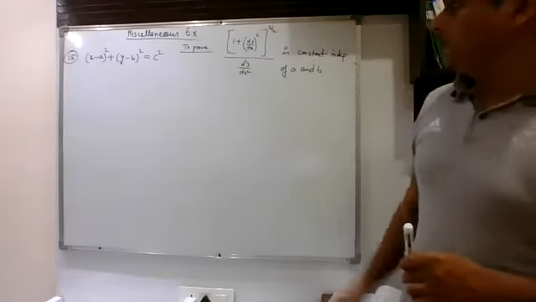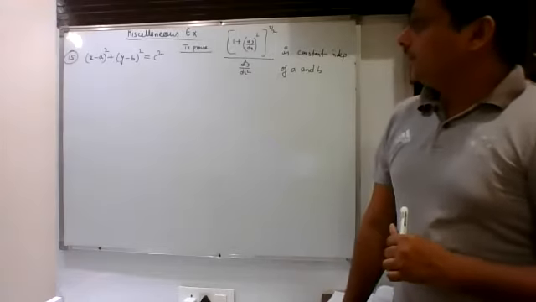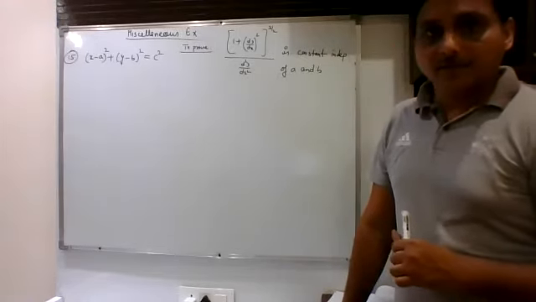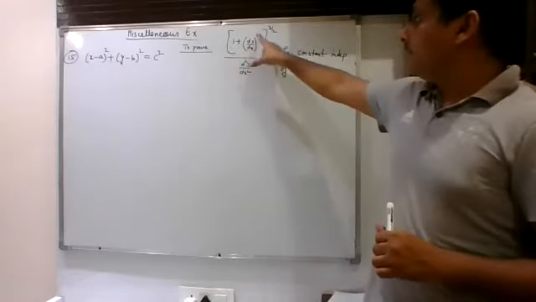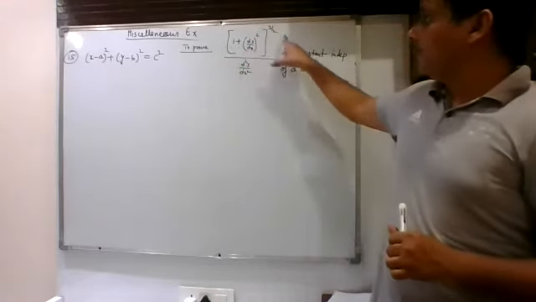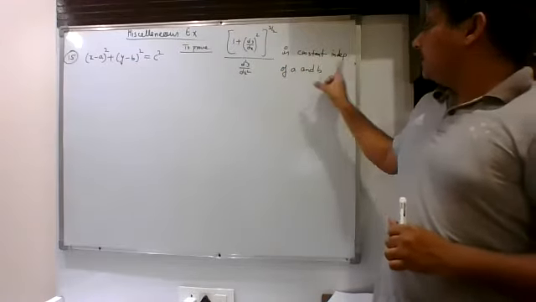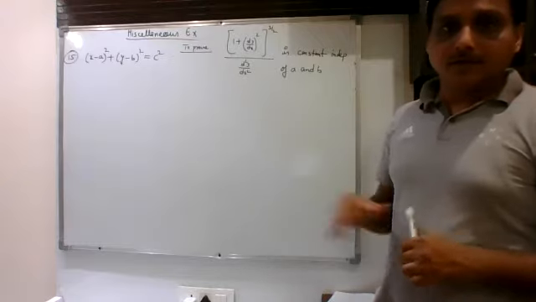So next is question number 15 of the miscellaneous exercise. Now here (x minus a) square plus (y minus b) square is equal to c square. This is given to us. And we want to prove that (1 plus (dy upon dx) whole square) whole to the power of 3 by 2, divided by the double derivative, is constant and it should be independent of a and b. So this is what we need to prove.